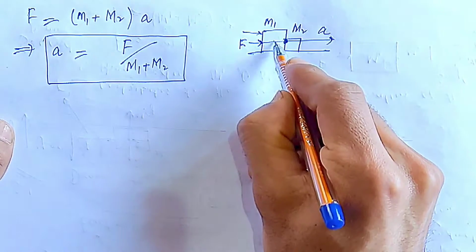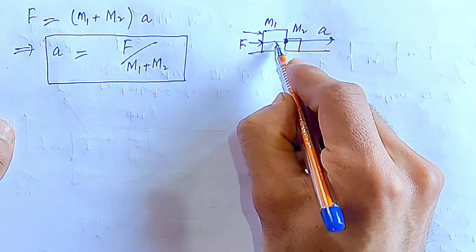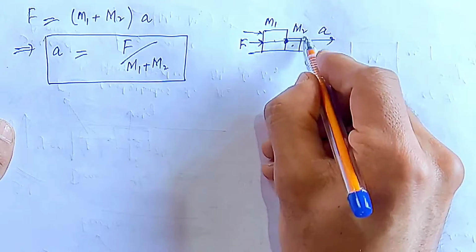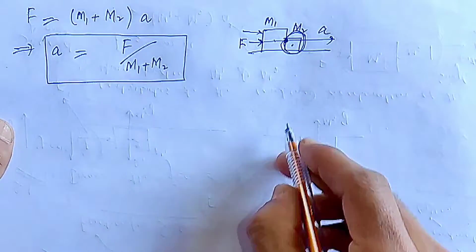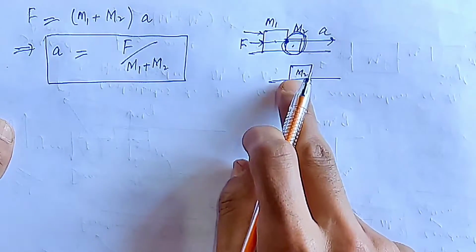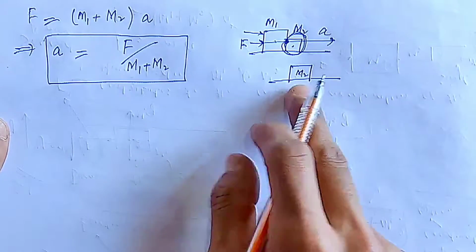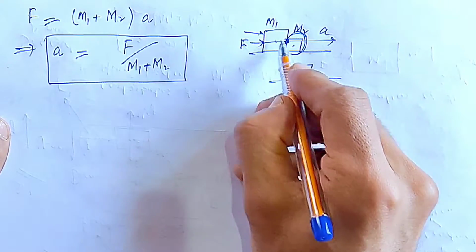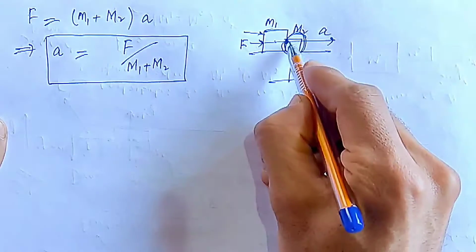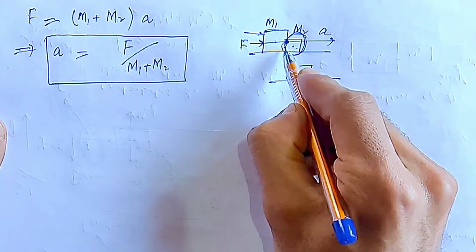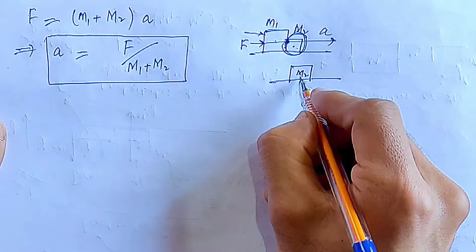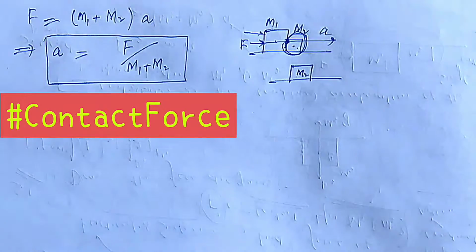So this very F causes motion in M1, which in turn causes motion in M2. Actually the force of contact is affecting this very body M2. So we have to find the force which is acting on M2, that is the contact force, because the force F acts only on M1, and the second body is set in motion due to the effect of the bigger mass which is in contact with it. So we have to find the force acting on that M2 body.